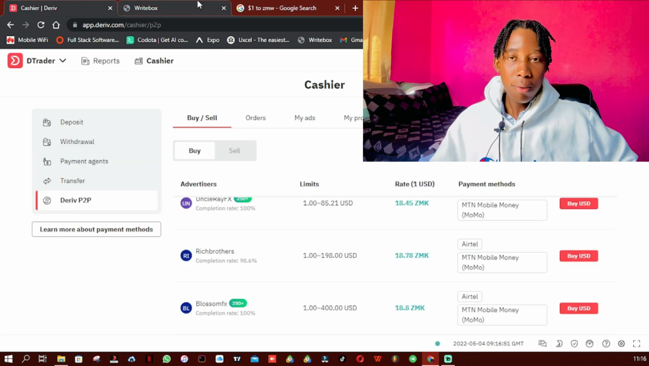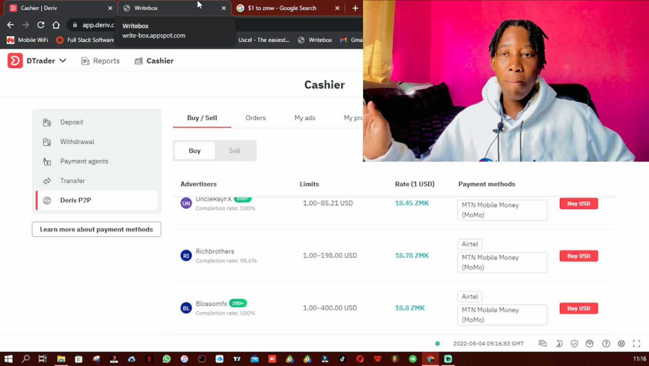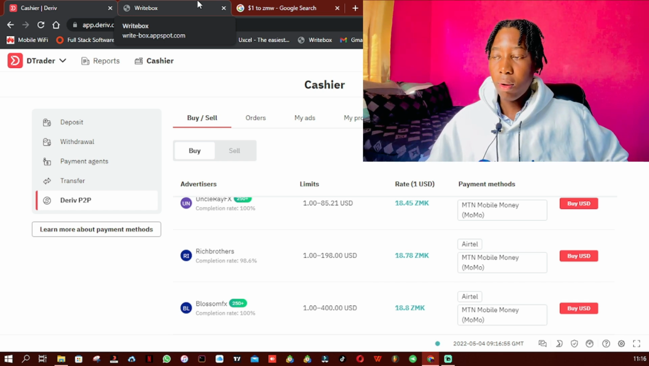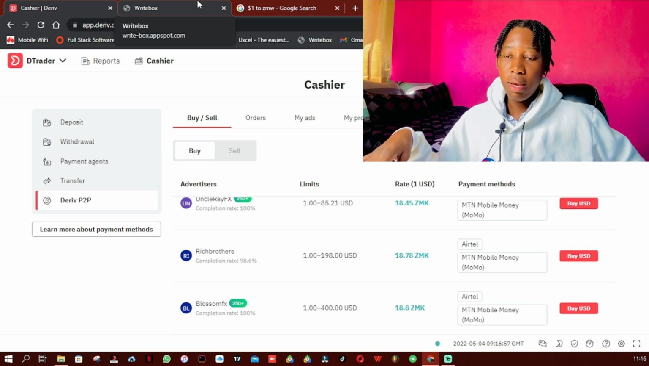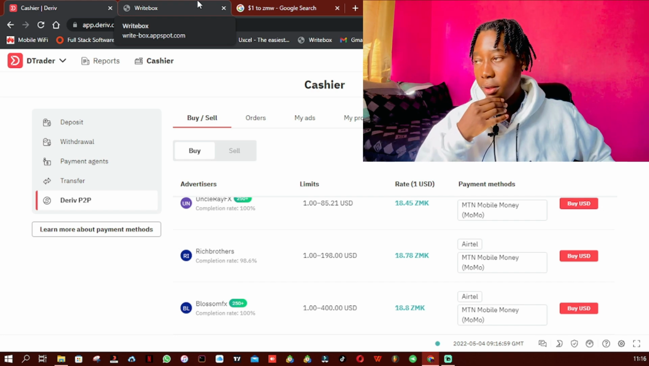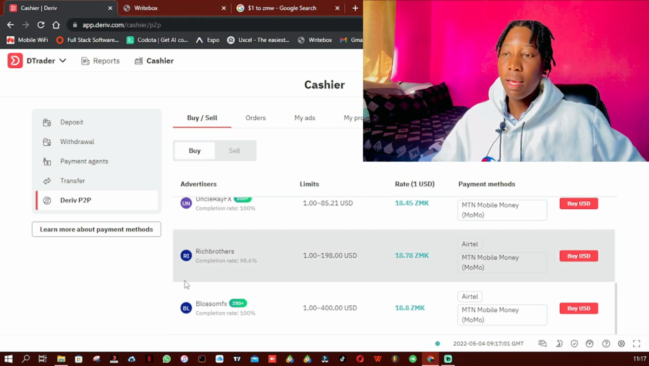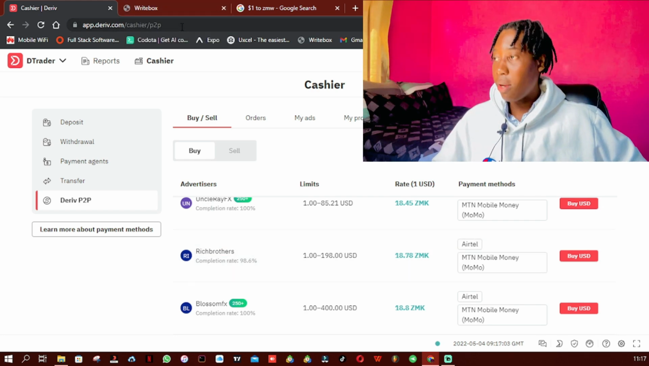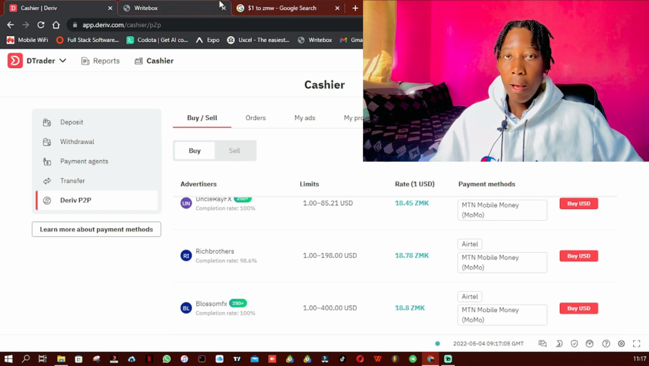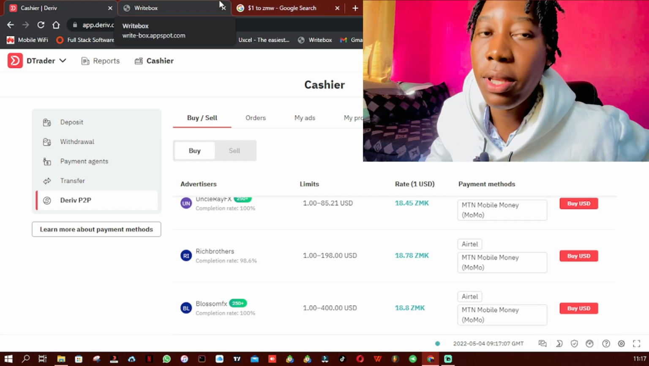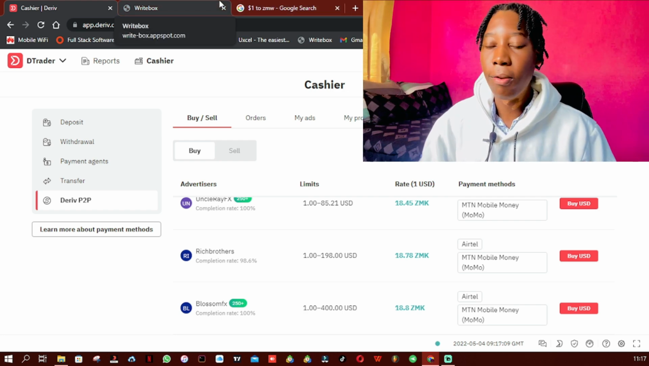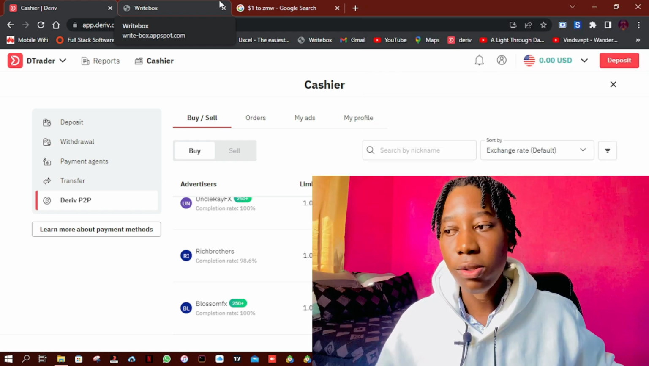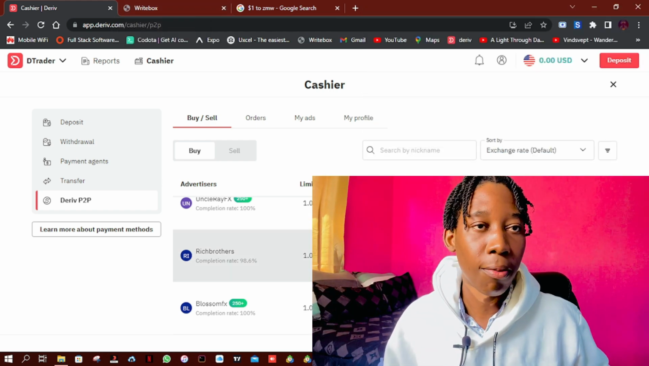Which is very good, because imagine if you are buying and selling every day and you're making transactions of about $500 every day, you would definitely be making about $50 every day as profit. But here is what you need to know when it comes to Deriv P2P: first of all, you need to have a good completion rate.